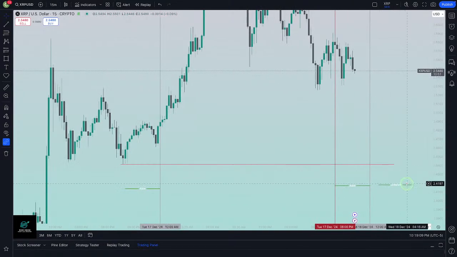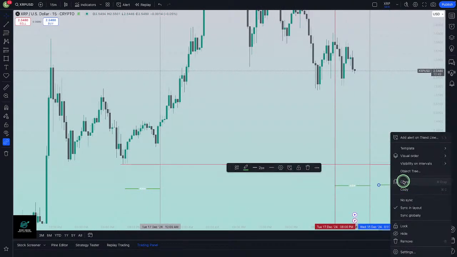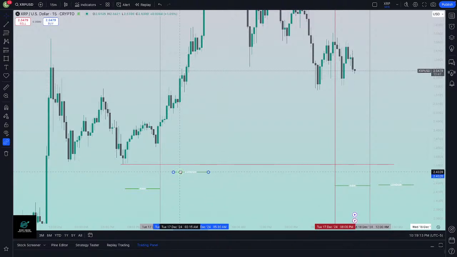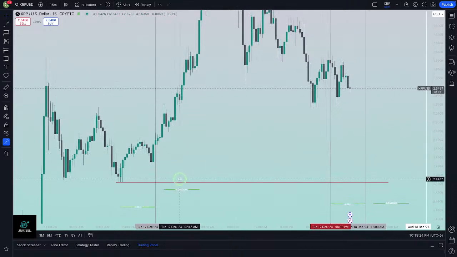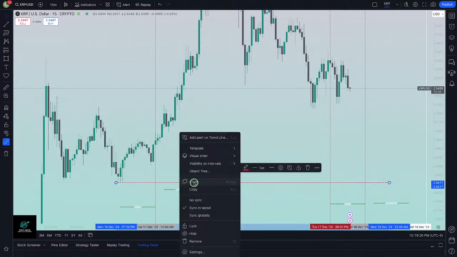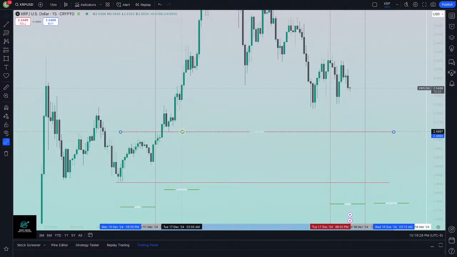And then the next thing you want to do is look at where the high and the low happened in London. So from 1 a.m. to 5 a.m. Eastern Standard Time, you want to identify the low and the high. So check it out. This was the low. This candle right here, that's the low from London.